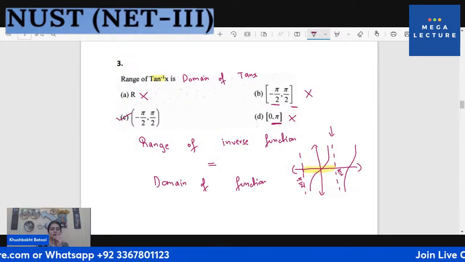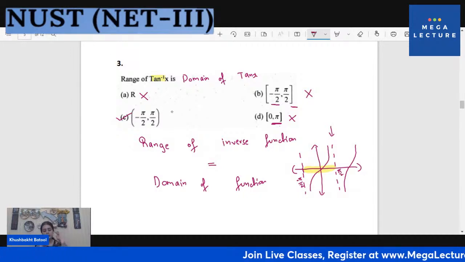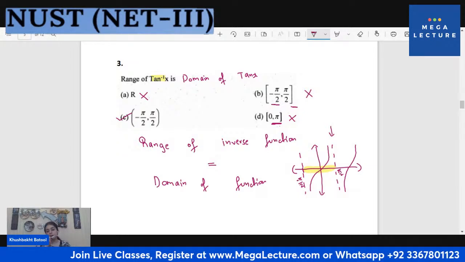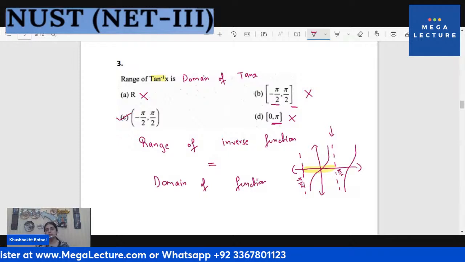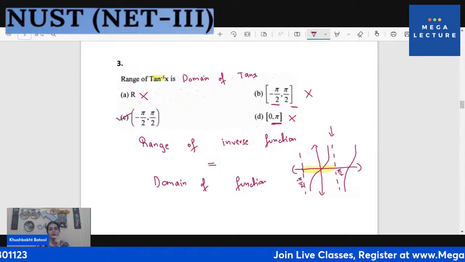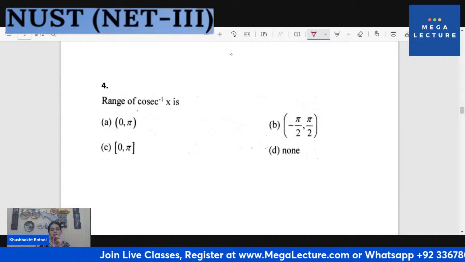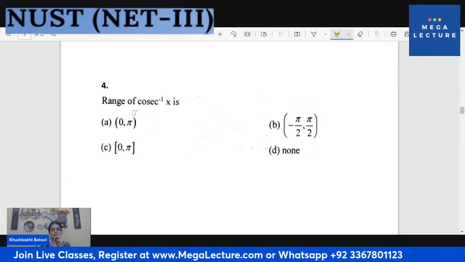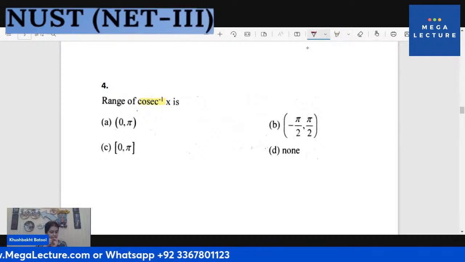So I've been talking about this strategy quite a lot of times. In NET you would be dealing with MCQs only, so let's say if you're not able to understand any question, you would be at least able to understand which options can certainly not be the answer, so just cross them out, and the one you are left with would be the correct answer. Okay, so this would be C. All right, let's talk about the next one then. Now it says the range of cosecant inverse of x.